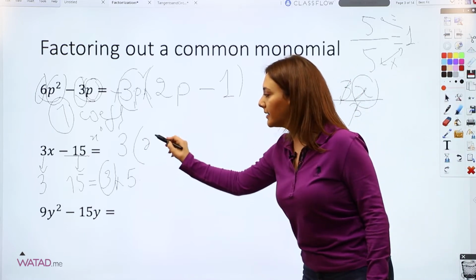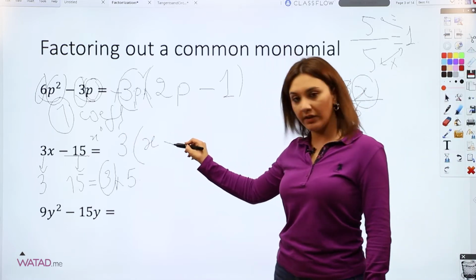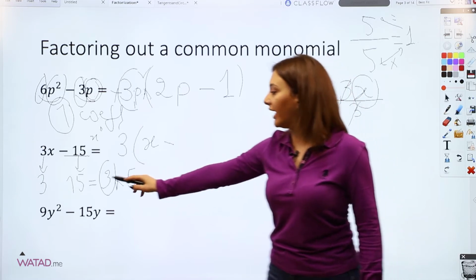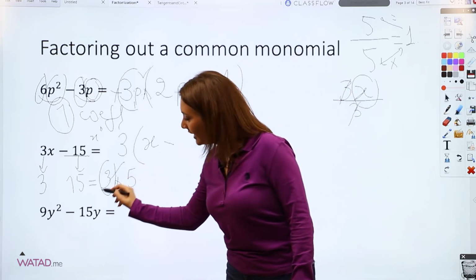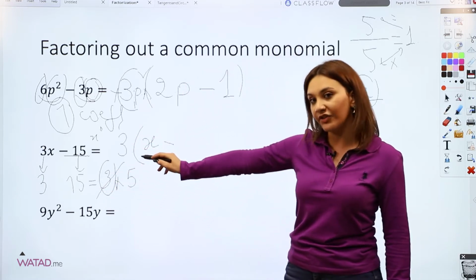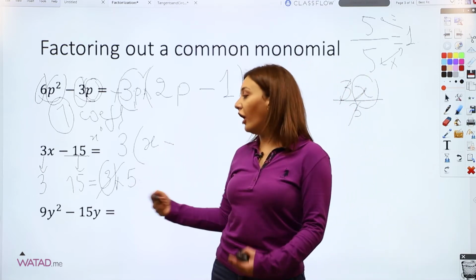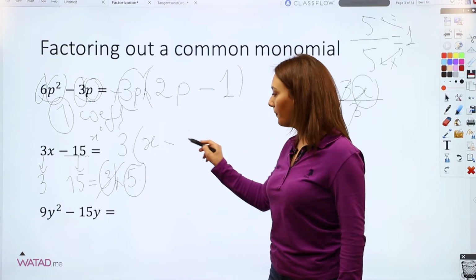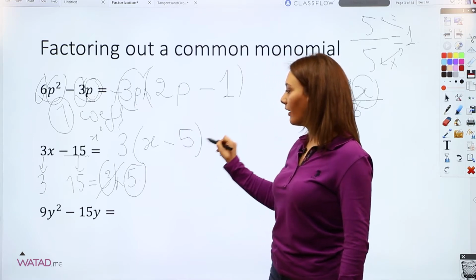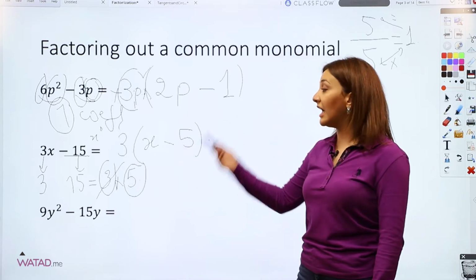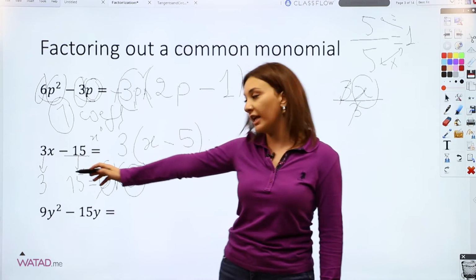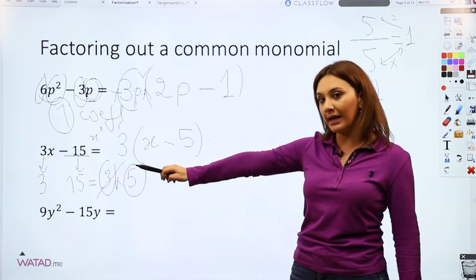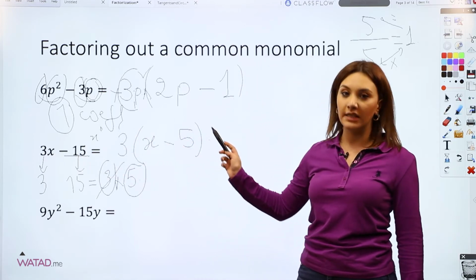So this is x minus, I respect the sign. 15 is 3 times 5. I have already used the 3 as a common factor. The result of the division of 15 by 3 is 5. So this is finally 5. So the factorized form of 3x minus 15 is 3 multiplied by (x minus 5).